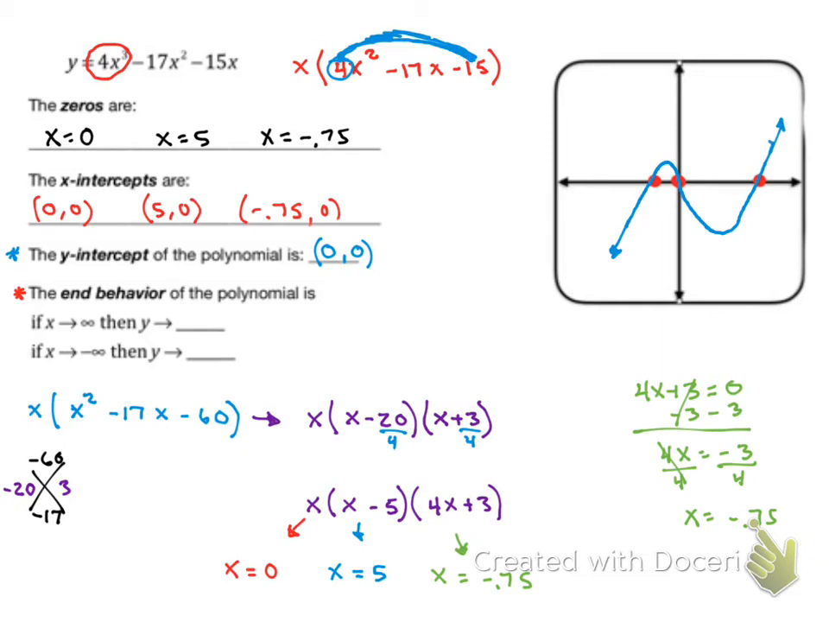So as x is reaching positive infinity, which is this way, our graph is going up, towards positive infinity. And as x goes to negative infinity, our graph is going down to negative infinity.